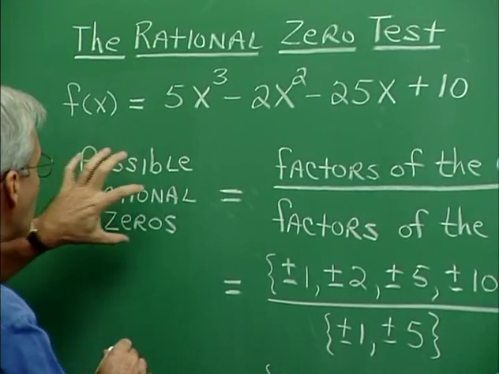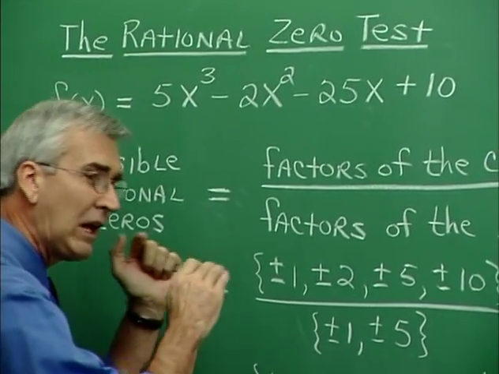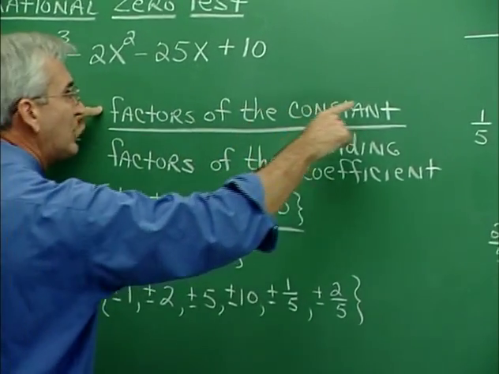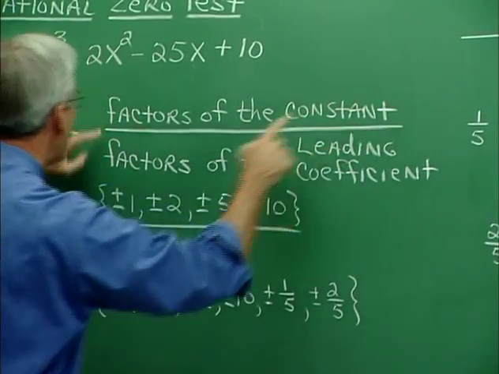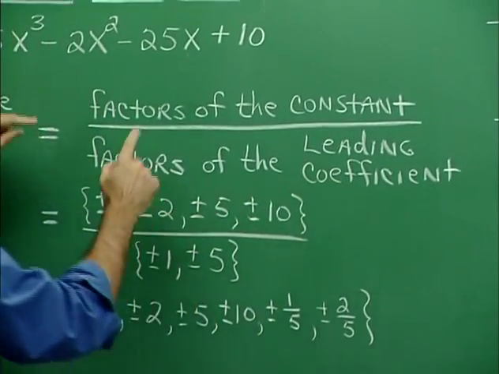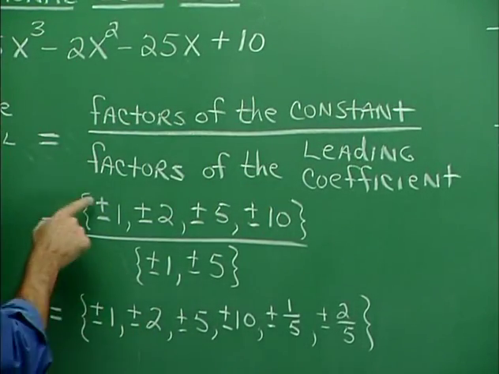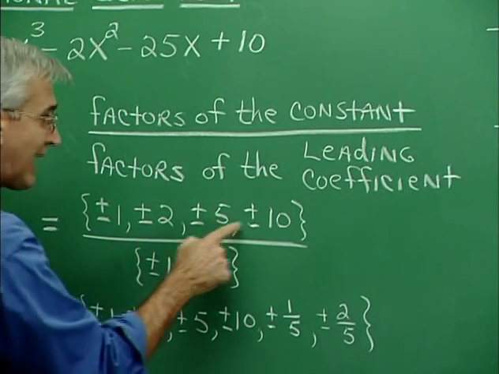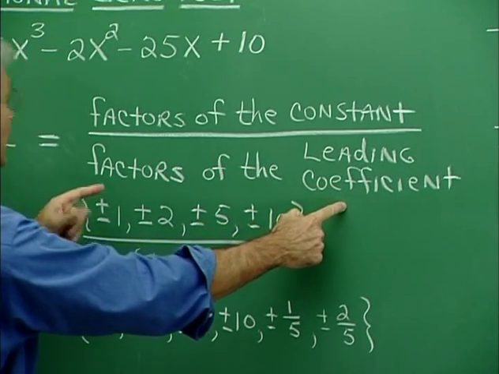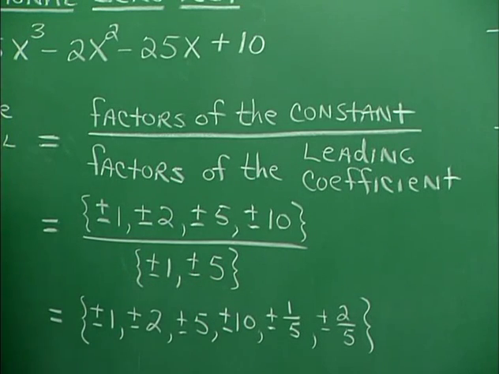But all of the possible rational zeros can be calculated by writing all of the fractions possible using the factors of the constant in the numerator of this fraction and the factors of the leading coefficient as denominators of the fraction. So we have, let's see, factors of the constant. The constant is 10. So all the factors of the constant would be plus or minus 1, plus or minus 2, plus or minus 5, plus or minus 10. And now in the denominator, we have factors of the leading coefficient. The leading coefficient was 5, so all of the possible factors, plus or minus 1, plus or minus 5.